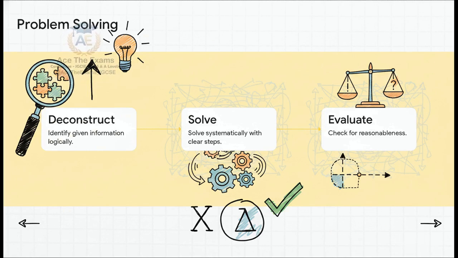Step 1, deconstruct. Break the given information into logical steps. Step 2, solve systematically. Step 3, evaluate and check for reasonableness. I step in as the master coach and I tell them, stop, don't erase a single thing. Look at step 3, evaluate. How can we check if this lambda is actually correct without completely redoing all of the algebra?